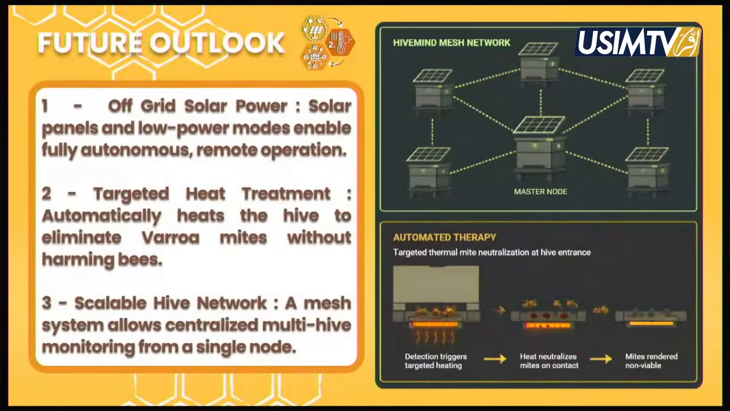For the future, we wish to improve HiveMind in 3 ways. First, a solar-based power system for continuous use. Second, an automatic heat system to automatically kill the varroa mites. And third, a scalable mesh network to connect all hive minds into one big hive mind.